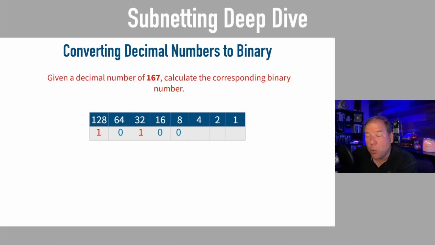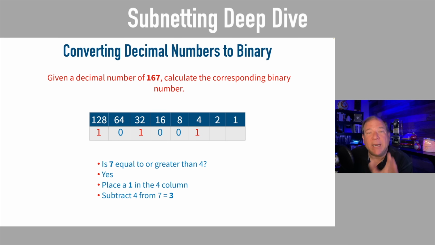Is 7 greater than or equal to 4? You bet it is. So we're going to put a 1 in that column because the answer is yes. And we're going to find the difference. What is 7 minus 4? It's 3. Now we're dealing with a 3. And we go to the next column.